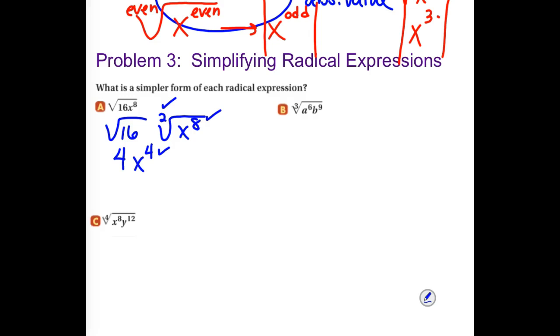Our second question, we're taking a cube root. Do we need to worry about absolute value when we're doing an odd root? No. All those picky details you have to remember are all the even root stuff. Okay. So cube root of a to the 6th. If you have 6 a's, how many groups can you make of 3? We can make 2 groups of 3. So this is going to come out as a to the 2nd. For the b's, we had 9 of them. We want groups of 3. How many groups can we make? 3. Okay. Again, we're just dividing. 9 divided by 3.